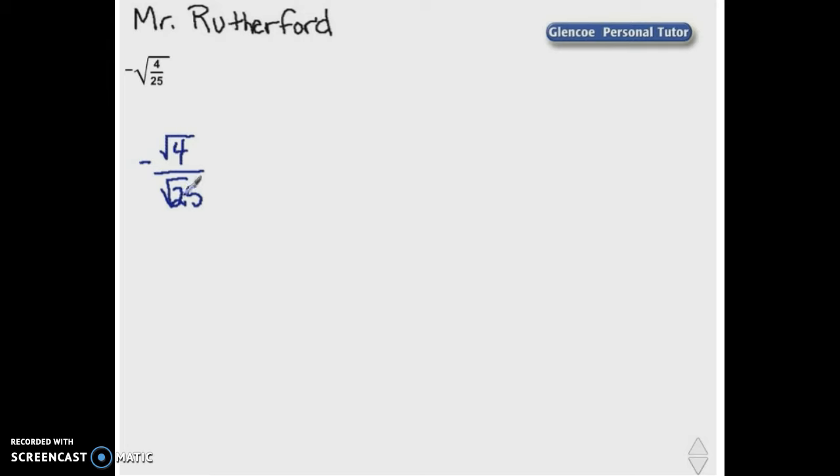Notice that 4 and 25 are both perfect squares. So we have our negative sign out in front. The square root of 4 is 2. And in the denominator, the square root of 25 is 5. This fraction is in simplest form, so we've learned to find the square root.